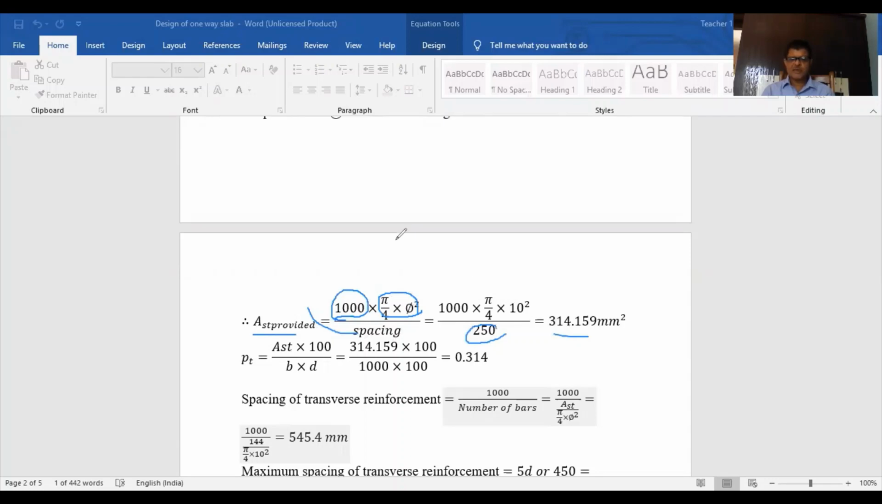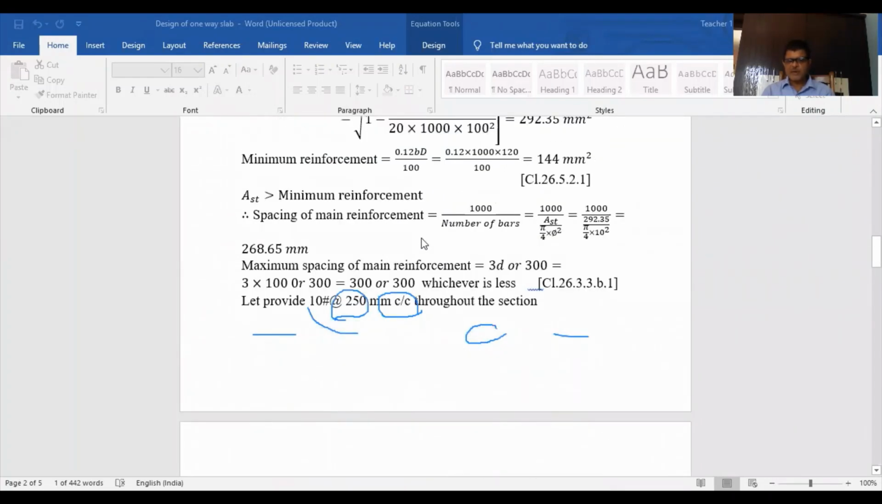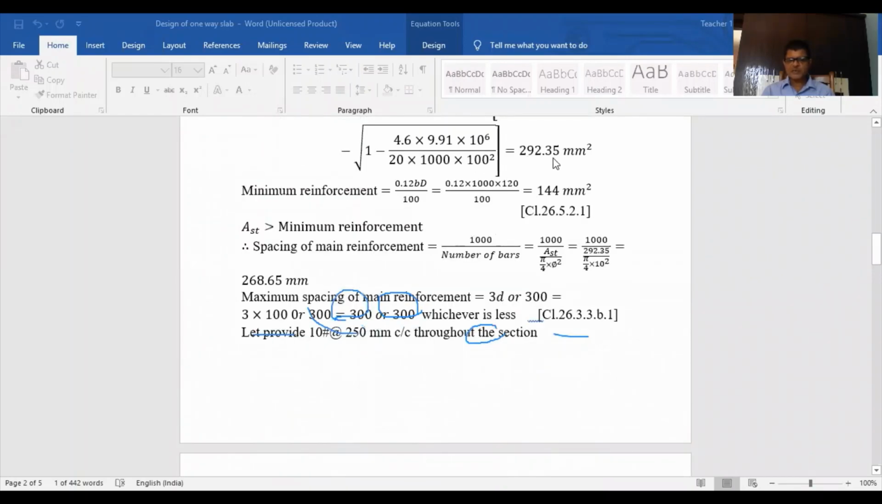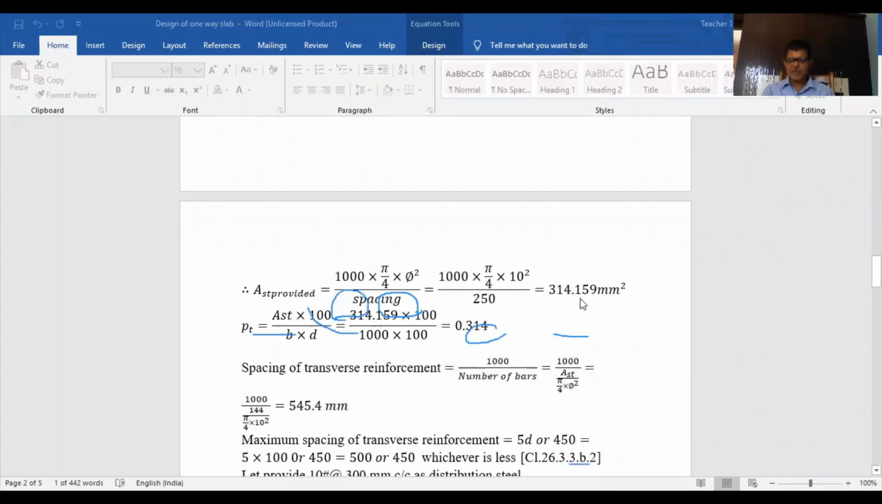Earlier the requirement of steel was 292. Now we have provided 314 mm square of steel. Once you find the steel provided, find the percentage of steel. PT is equal to 100 AST by BD, so it comes to 0.314. Now this is regarding the main reinforcement. Now what is the transverse reinforcement?